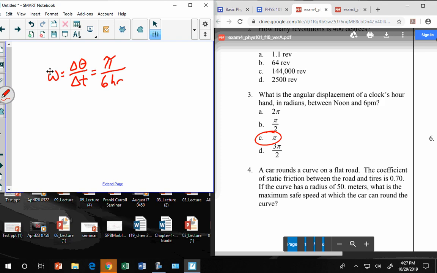Okay? I like the clock questions. If you look back at old tests, you often see some variant of it. Some of it's second hand, some of it's hour hand, some of it's noon to 6, noon to 3, different, or maybe all the way around. So make sure you look at that because you'll probably see something similar regarding the clock question.